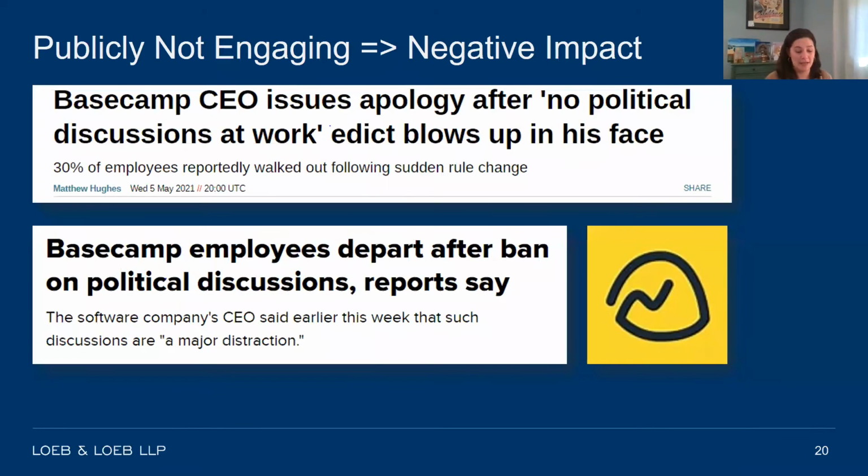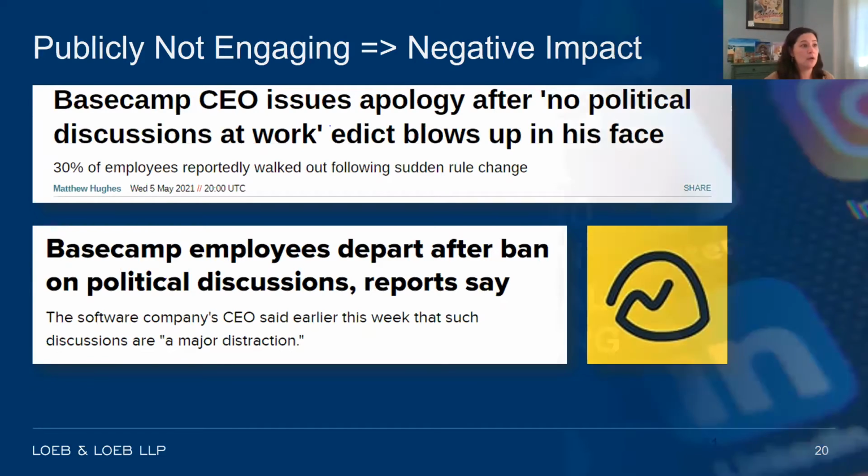Again, if you're not going to say anything, that can be just as bad, and that can have a very negative impact. Basecamp actually is a company that tried to end all discussions on societal politics on their work Basecamp account. They said that they were not healthy. It was a major distraction. And then many employees started to quit, and Basecamp had to offer to buy out those employees that wanted to leave.